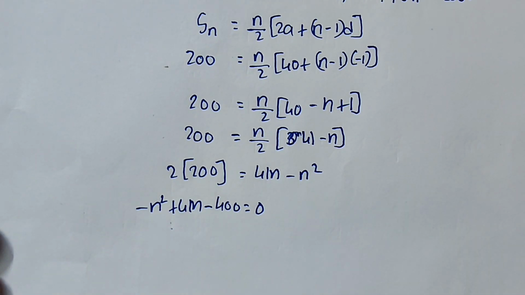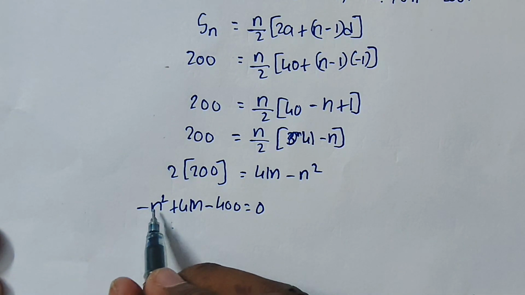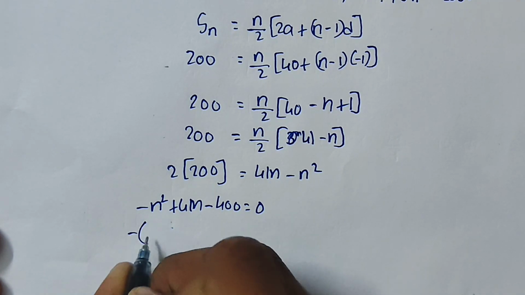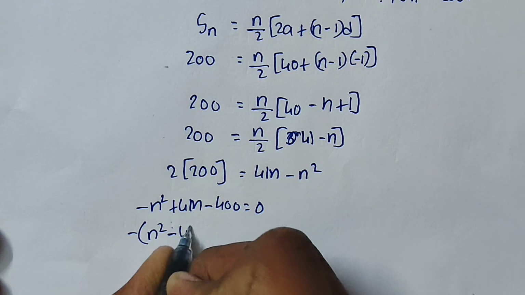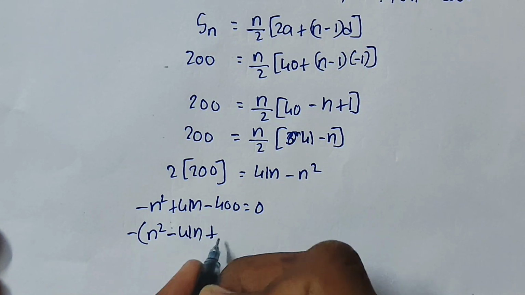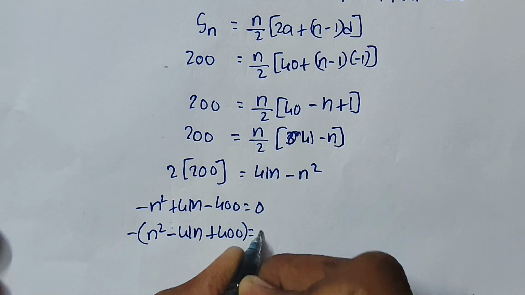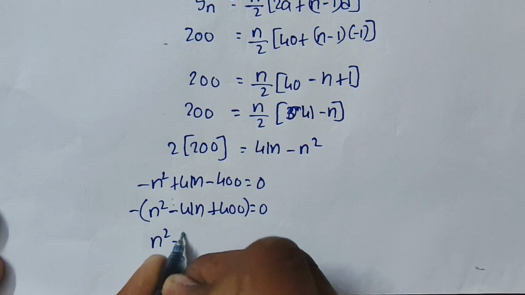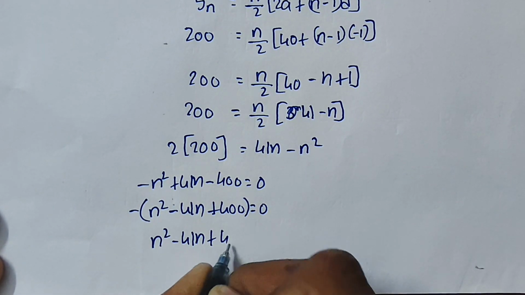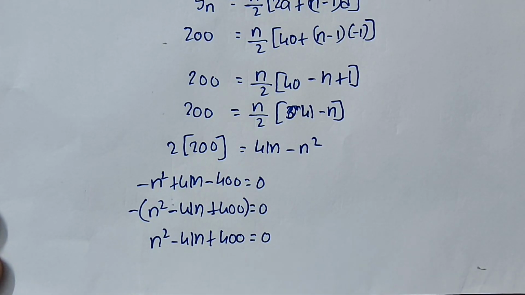So here we have the minus for the n square, so I am taking minus common. Minus into plus minus n square, minus into minus plus 41n, minus into plus minus 400 is equal to 0. Means we get n square minus 41n plus 400 is equal to 0. So we have got a quadratic equation.